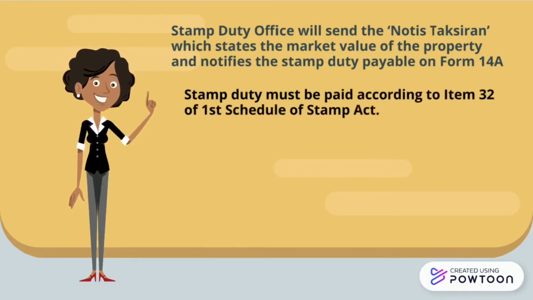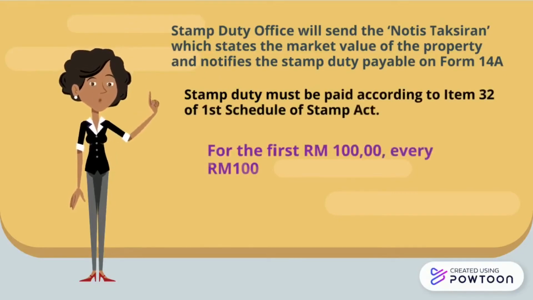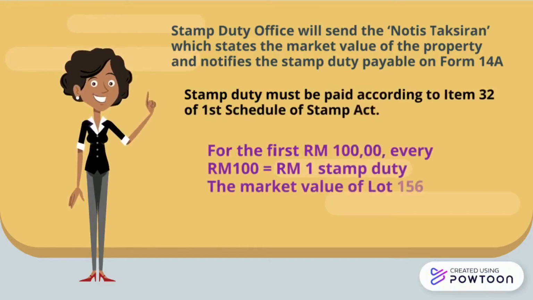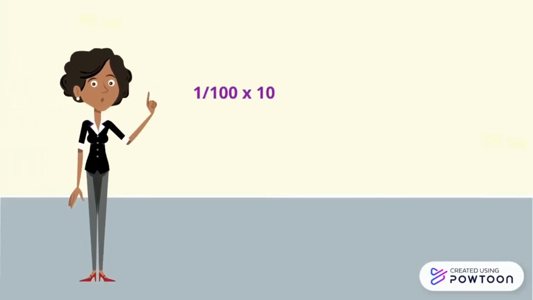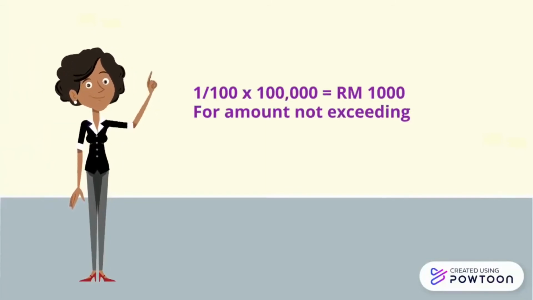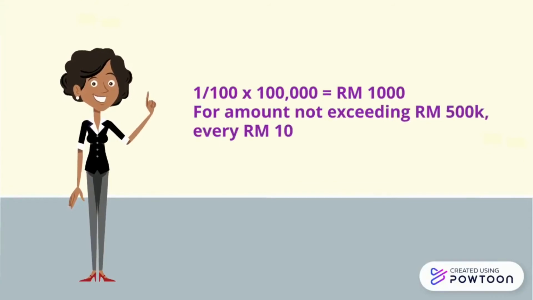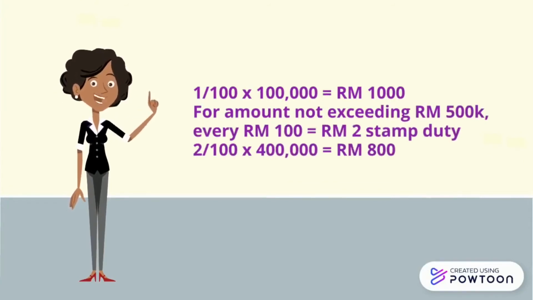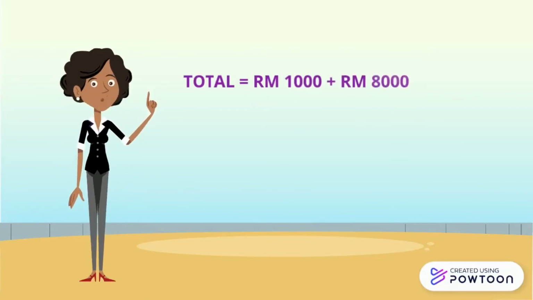The calculations are as follows. For the first 100,000 ringgit, for every 100 ringgit the stamp duty payable is 1 ringgit. The market value of Lot 156 is 500,000 ringgit. Therefore, for the first 100k of the 500,000 ringgit, the amount payable is 1,000 ringgit. For the amount not exceeding 500k, the amount payable is 2 ringgit for every 100 ringgit. Hence, the stamp duty payable for the balance of 400,000 ringgit is 8,000 ringgit. The total that Miss Alicia must pay is 9,000 ringgit.